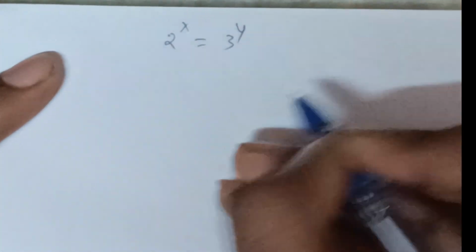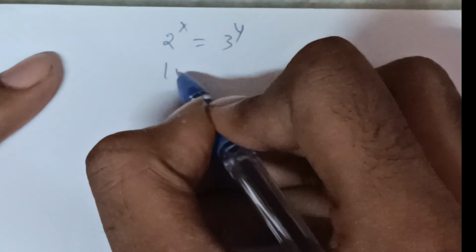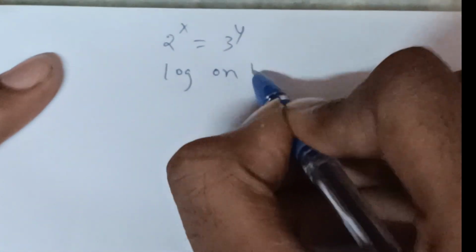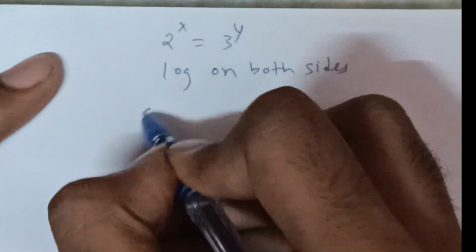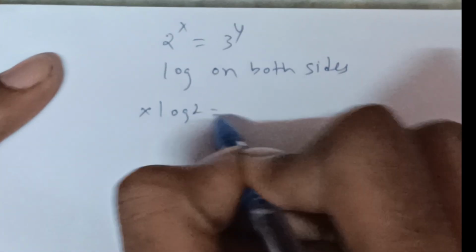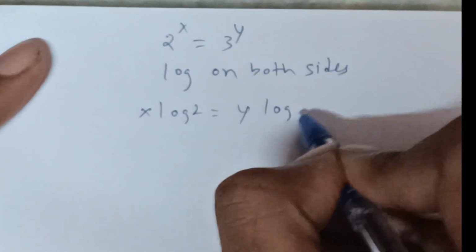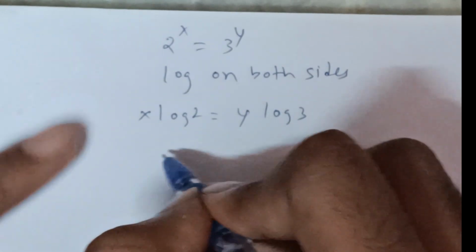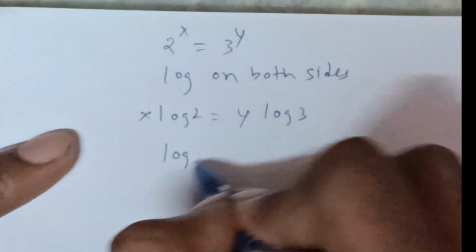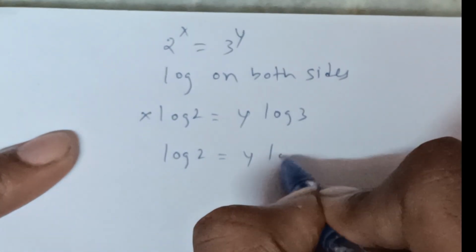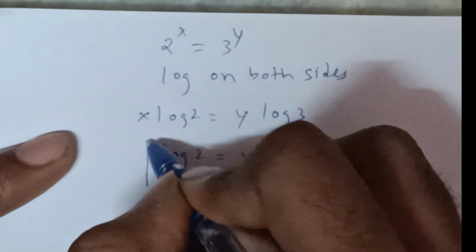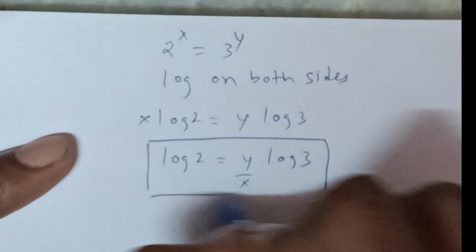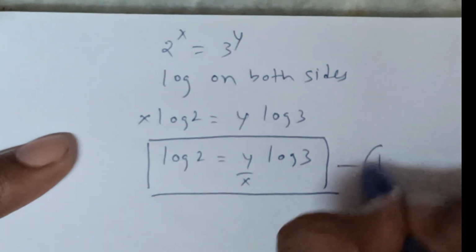So first let's take the given equation, 2 power x equal to 3 power y. Now let's apply log on both sides. So by applying log on both sides we get x log 2 equal to y log 3. Now let's write log 2 in terms of log 3 and x, y. So log 2 equal to y log 3 by x. Let this be equation 1.